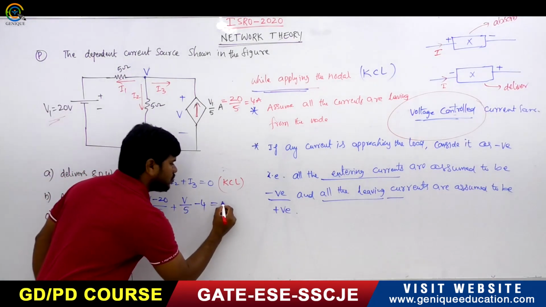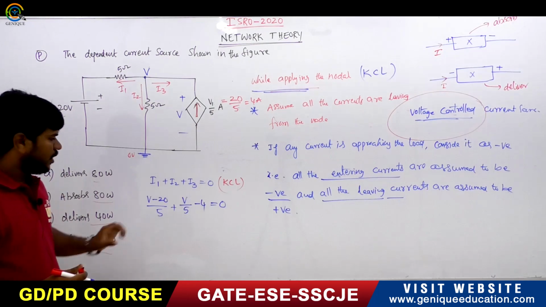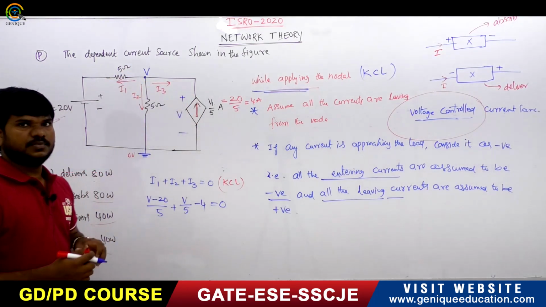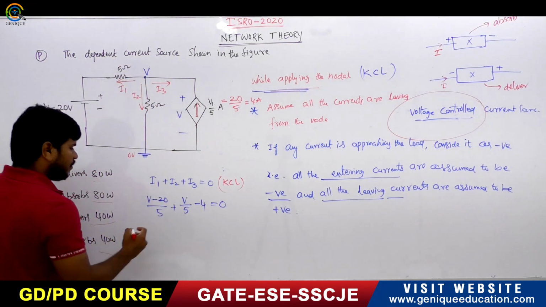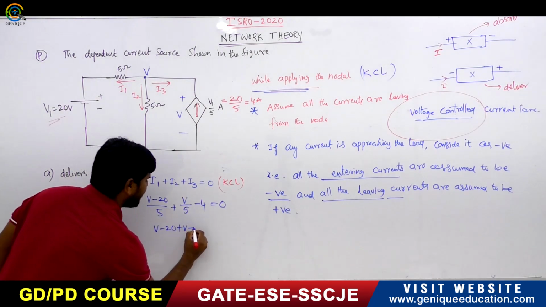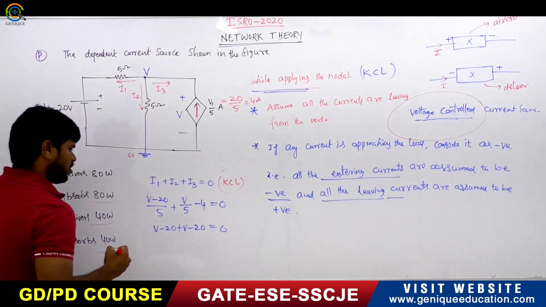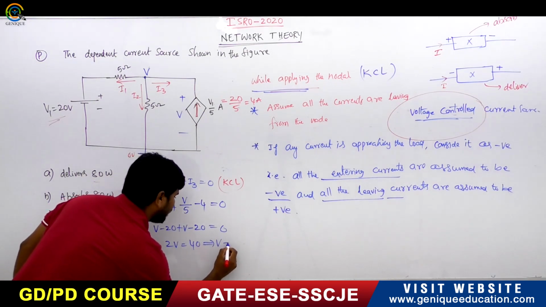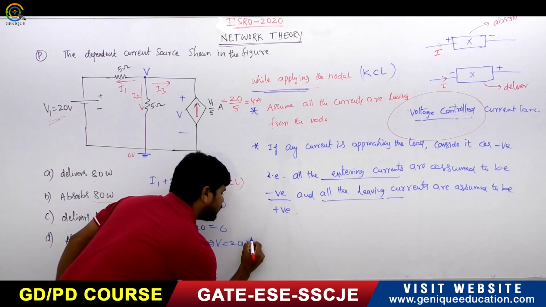Okay? Is equals to 0. This is a current. This current and this current and this current. Okay? So like this. So how can we solve this? V minus 20 plus V minus 20 is equals to 0. So here 2V is equals to 40. Then V is equals to 20 volts. V is equals to 20 volts we got.